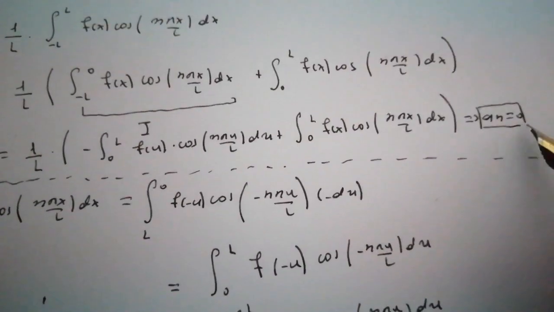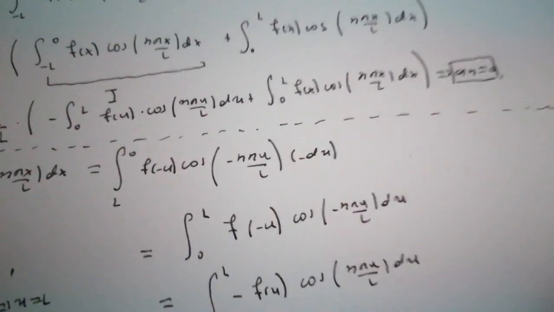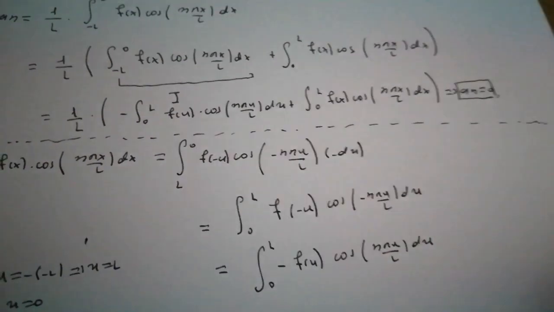So for the first part we have shown that the coefficients an are equal to 0. The Fourier coefficients an are equal to 0.